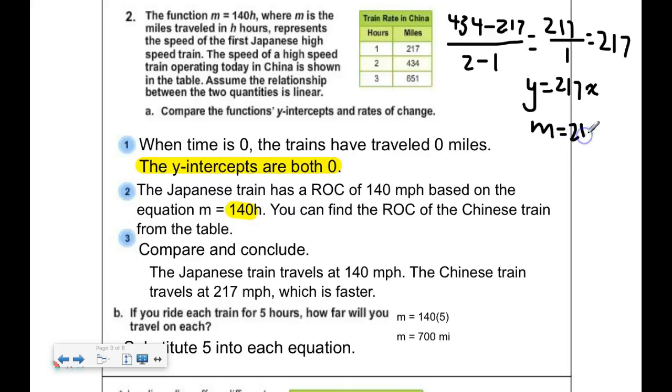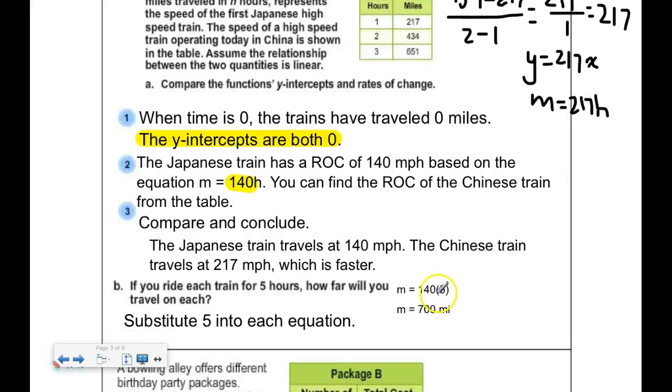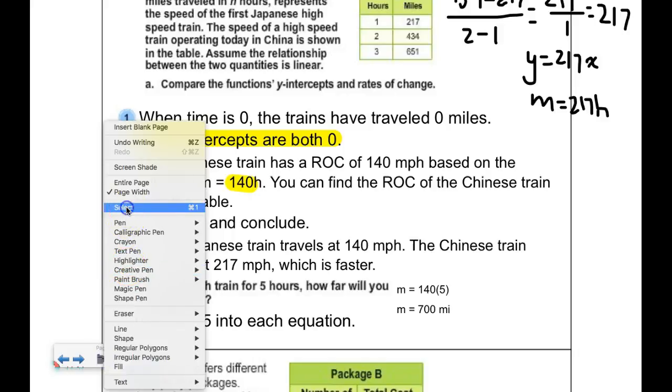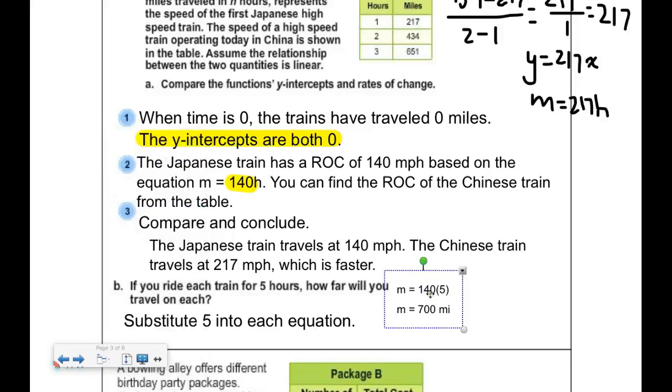But I'm going to do the same thing. I'm going to substitute 5 in for the variable here, which would be the h. So same idea, substitute it into the other equation. I'm just going to copy and paste, change my values here. $217 times 5, which is 1,085 miles, 1085.